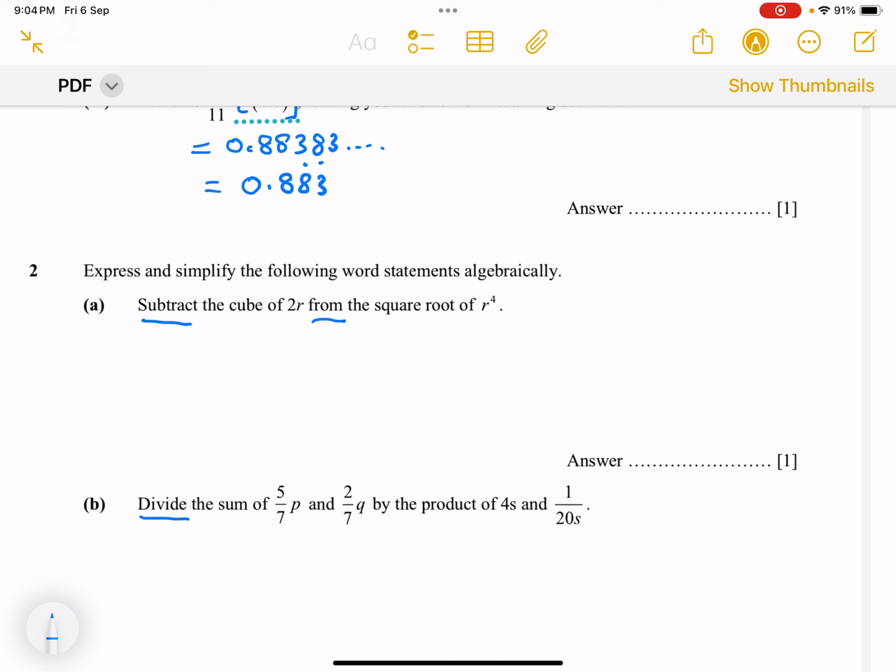Next is interpreting algebraic form. So here we have subtract. Subtract goes behind. Subtract the cube of 2r from the square root. From goes in front. From the square root of r to the 4. Usually we need to simplify. Right, so that is r squared minus 8r cubed.